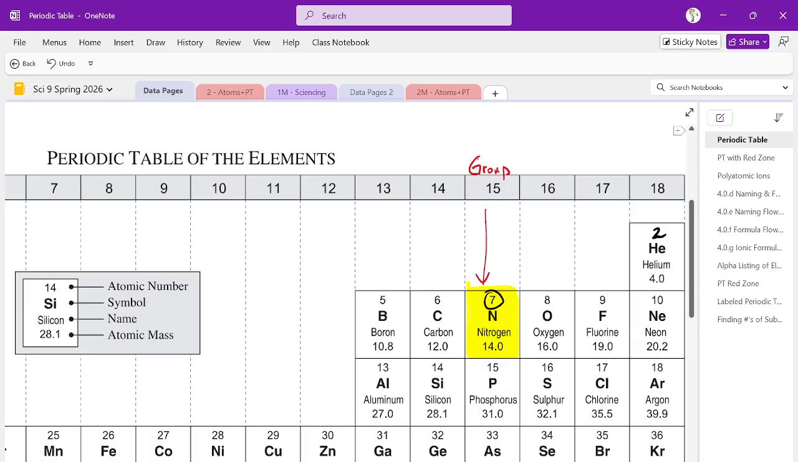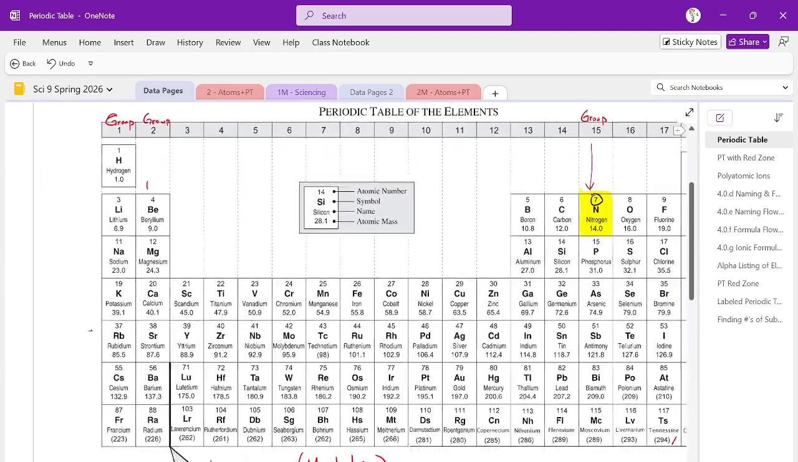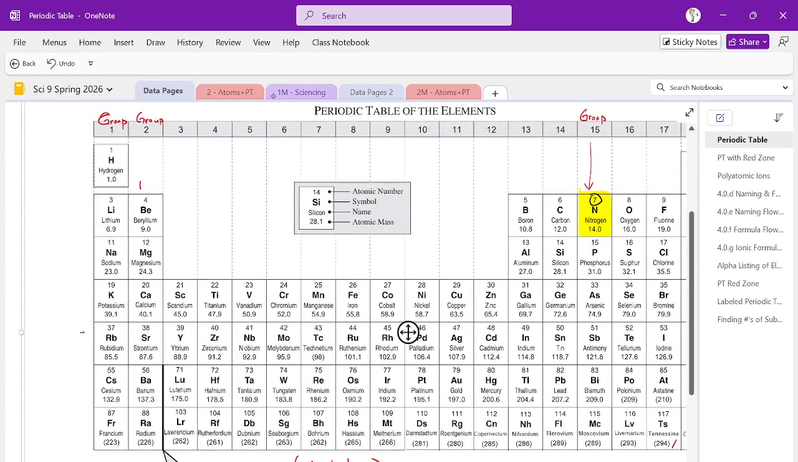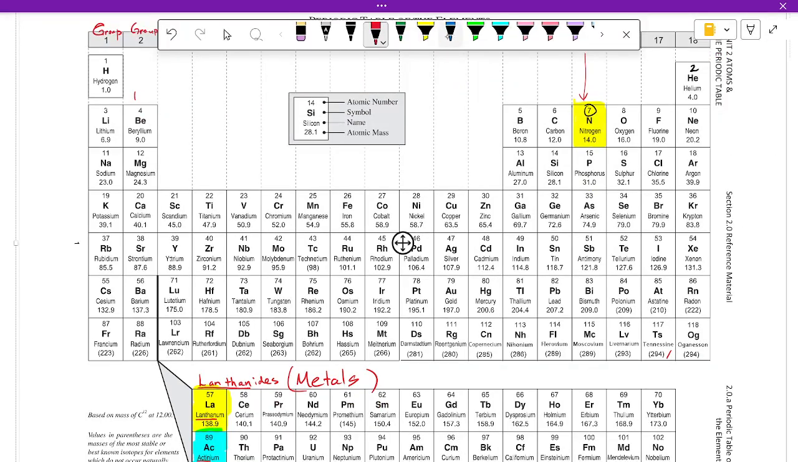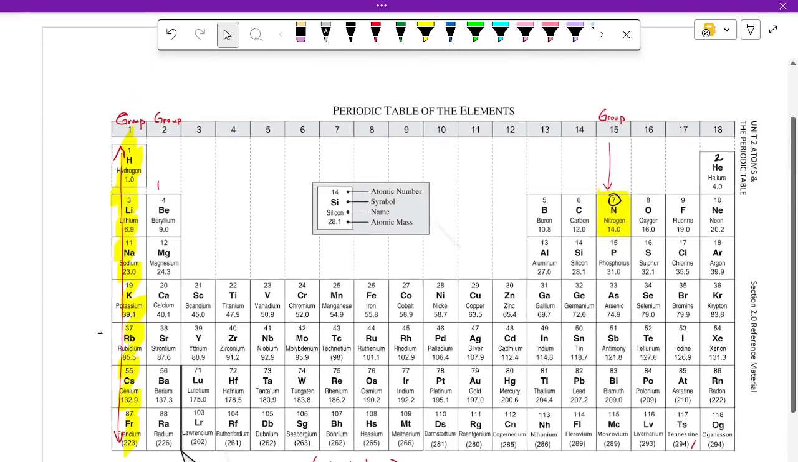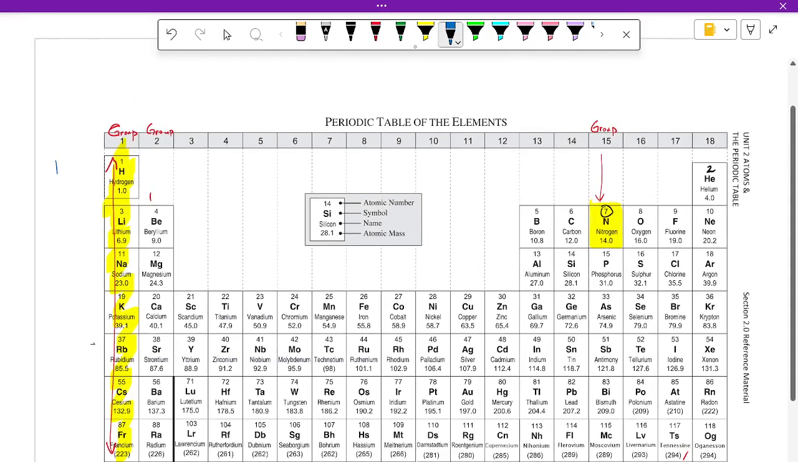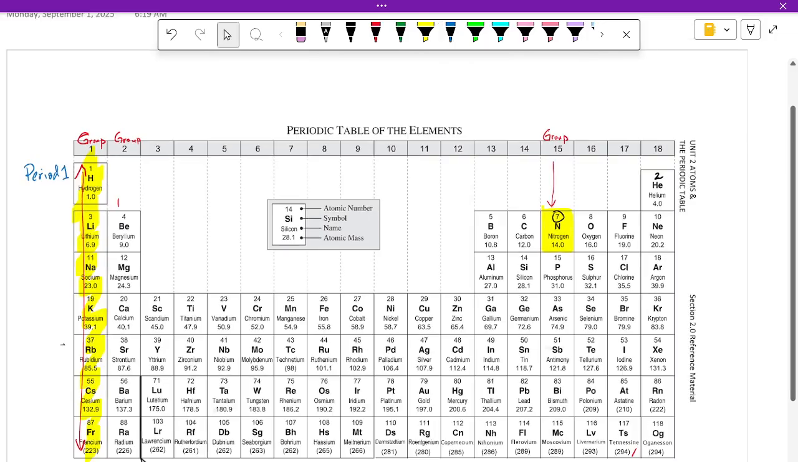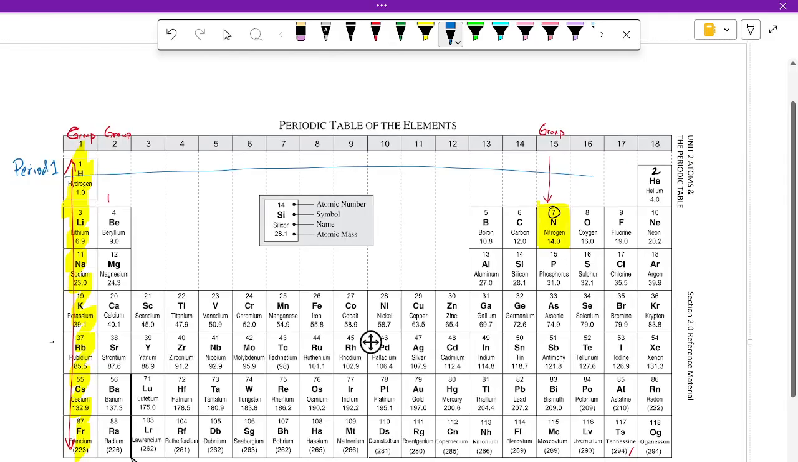Groups, let me see if I can be a little more clear on that. Groups go up and down. So, and then a period, this would be period 1, and period 1 only has 2 elements in it, but it goes across like that. So the periods go left to right, and the groups go up and down. Does that clarify? Good stuff.